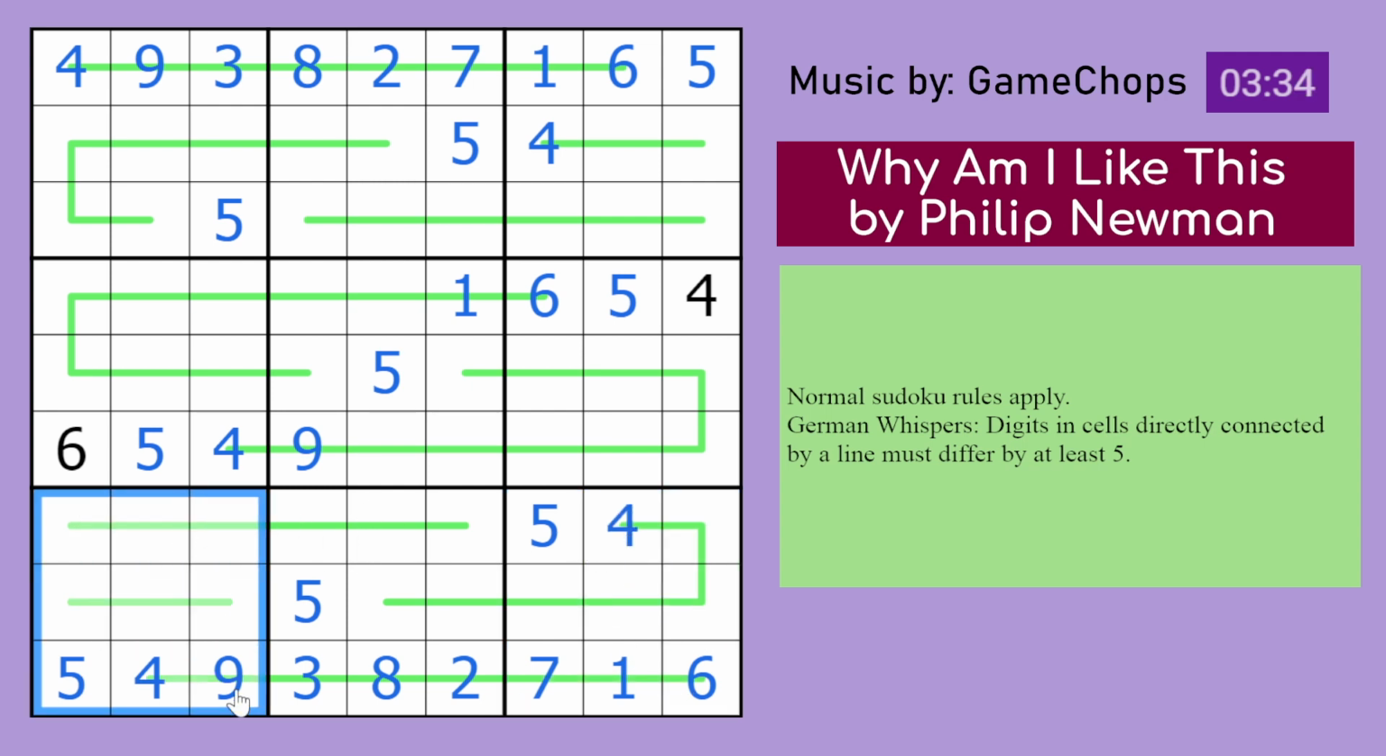In this box, 6 has to be at the end of the line, which has to be here because those can't be 6. And so in here, 6 must be there. Therefore, in this box, 6 must be at the end of the line, so it has to be here. 4 has to be here.